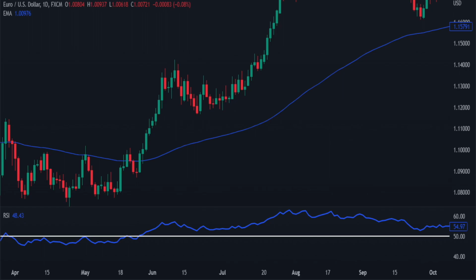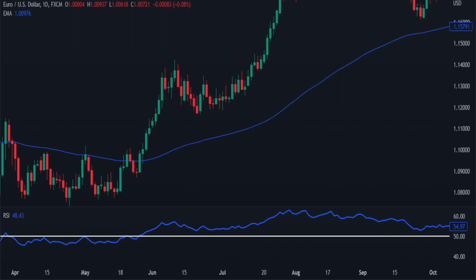Let's check the chart. This strategy best works on 1 day time frame. Now, apply the RSI indicator. We will need the RSI 60. Now add the 99 moving average. Now we are all set. Your chart should look like this.